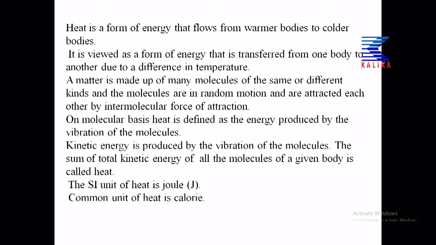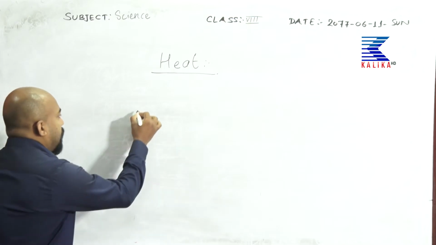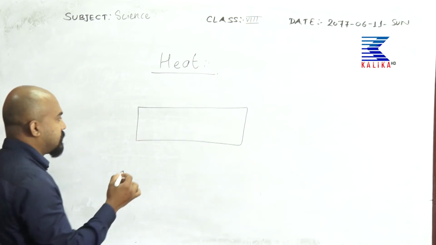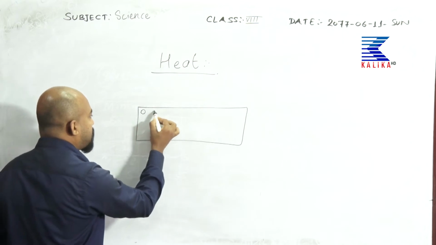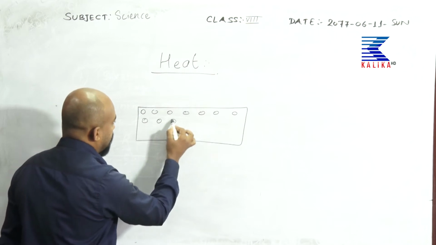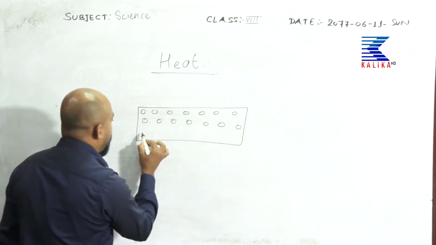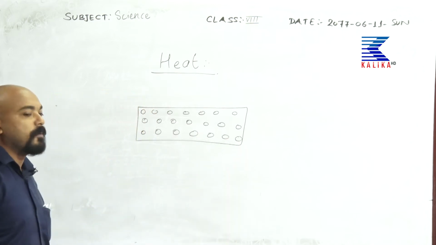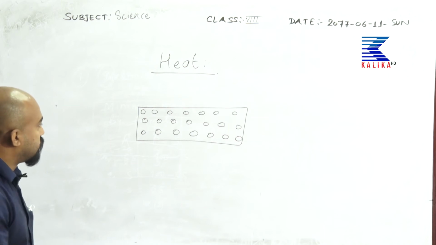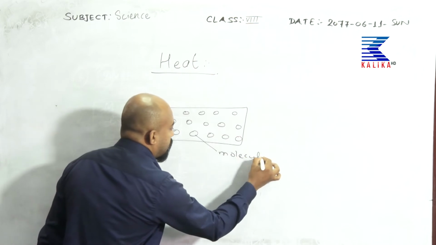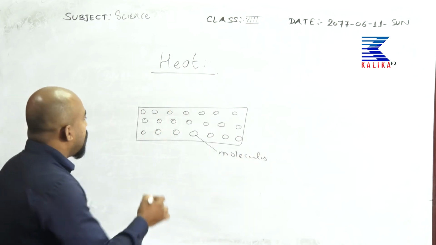Let us define heat on the molecular basis. First of all, look at the board. Every substance is made from molecules, and in every substance the molecules are arranged in such a form that they give a fixed shape or a fixed volume. So, these are the substances and these are the molecules.